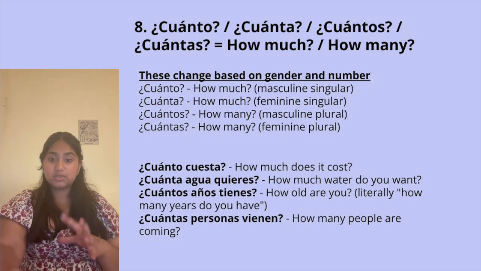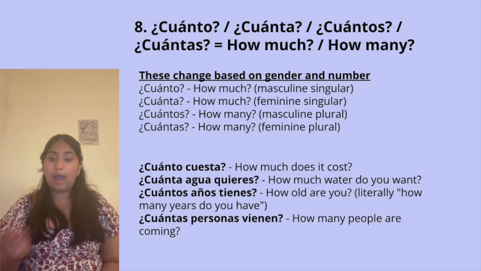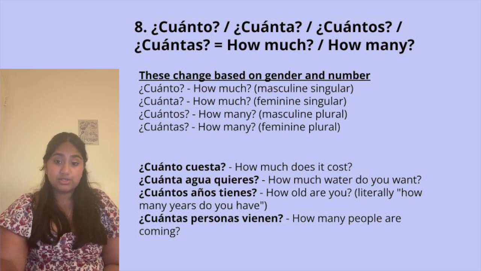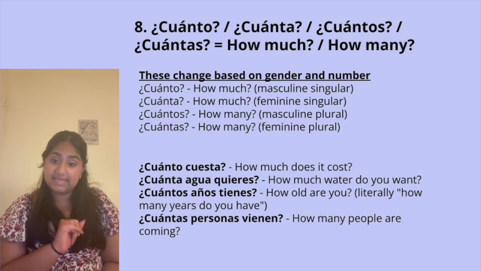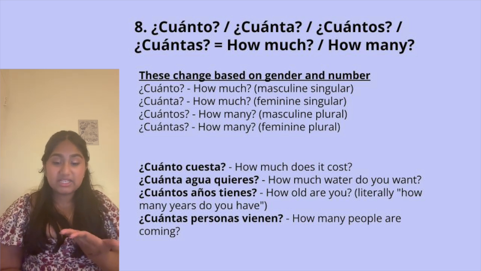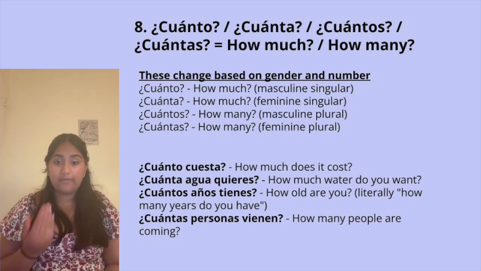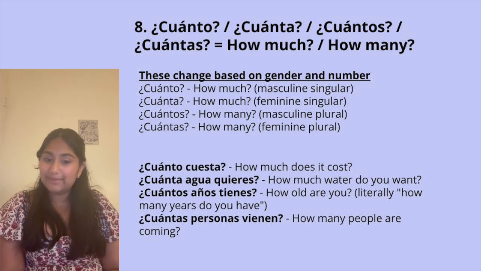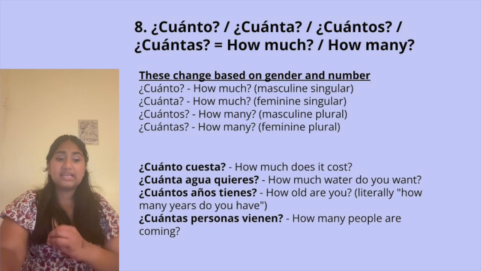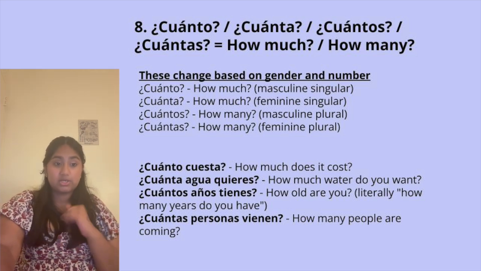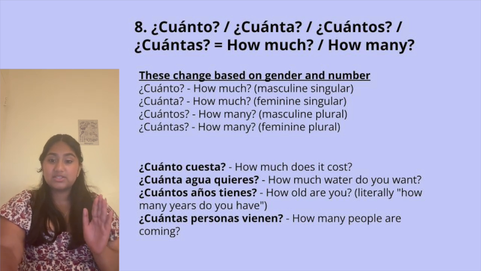So let's do some examples. ¿Cuánto cuesta? How much does it cost? ¿Cuánta agua quieres? How much water do you want? ¿Cuántos años tienes? How old are you? It literally translates to how many years do you have, but in Spanish, that's how you ask how old someone is. ¿Cuántos años tienes? And then lastly, ¿cuántas personas vienen? How many people are coming? So the key here is matching the gender and the number of the noun you're asking about with the correct question word. So now let's do some practice.